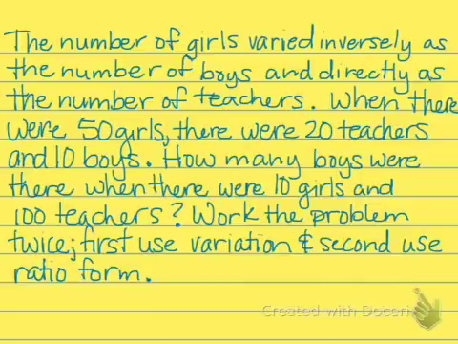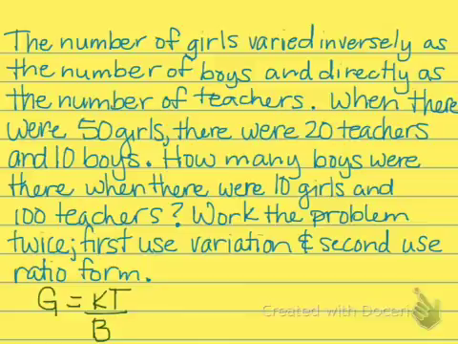We know that we have a K for our constant, and it's saying that girls varied inversely as boys. So we'll start with girls and our constant, and since it's inversely as boys, we're going to put boys on bottom, and then directly as teachers. So directly means it's going to stay on top, so teachers is going to go on top.